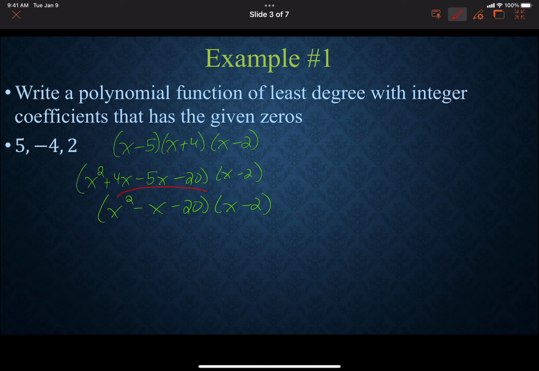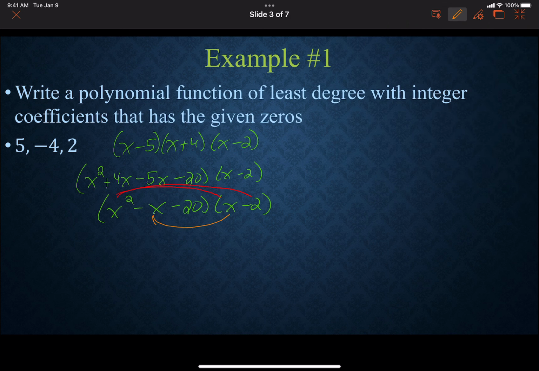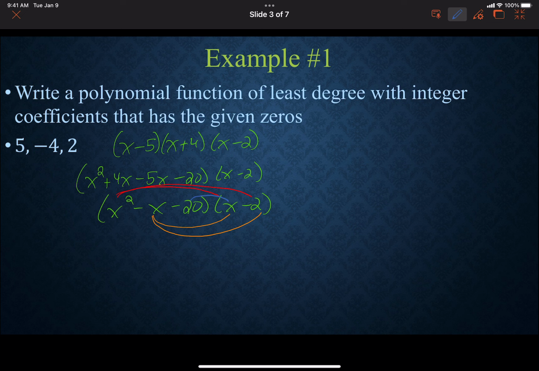So I'm going to do x squared times x and x squared times -2. I'm going to do -x times x and -x times -2. And then I'm going to do -20 times x and -20 times -2. They're all going to multiply there. I'm going to create 6 terms in total. I'm going to get x cubed minus 2x squared minus x squared plus 2x minus 20x plus 40, which then combines everything to be x cubed minus 3x squared minus 18x plus 40 for that final answer.